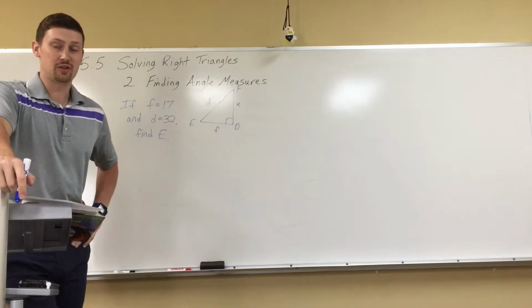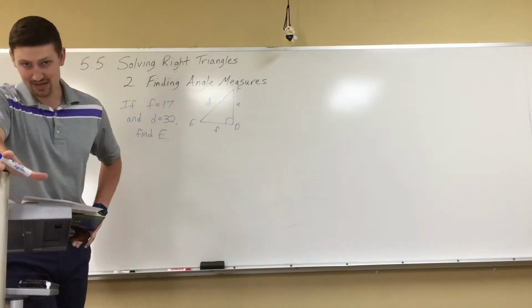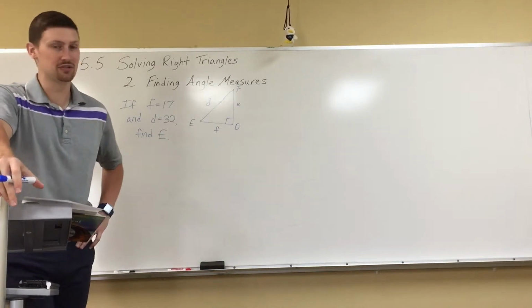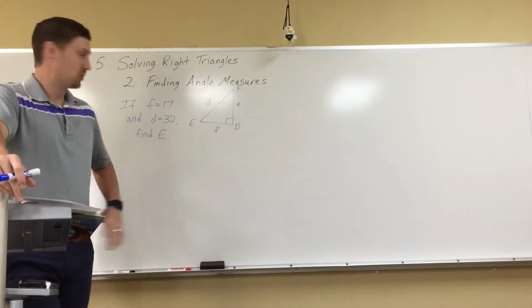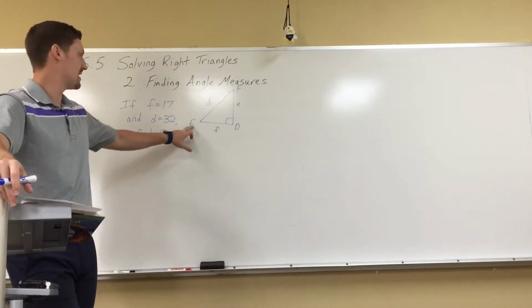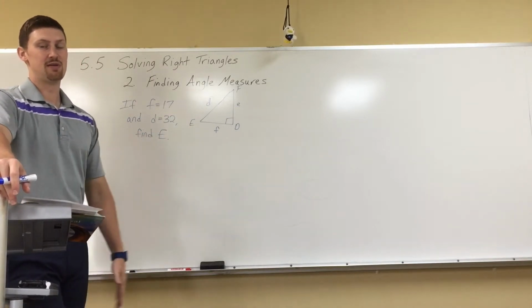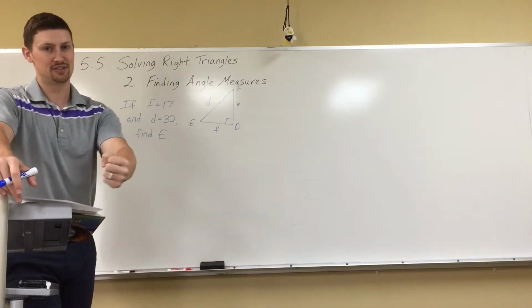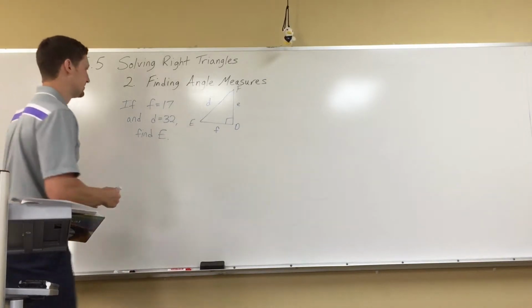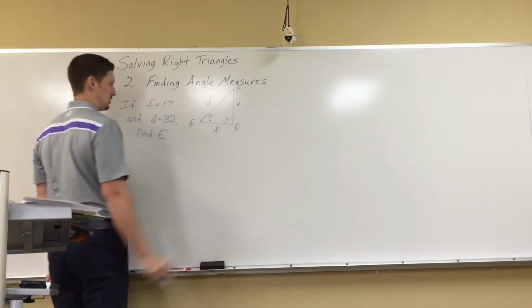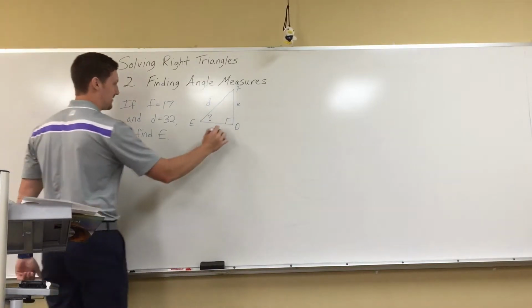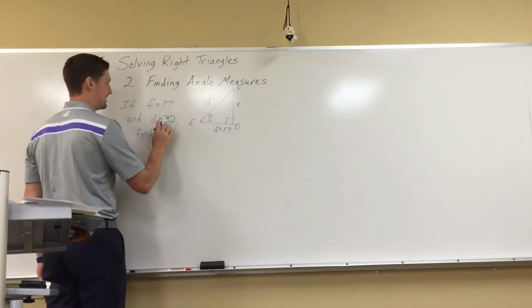Could we use a different method? Could we use the Pythagorean theorem? Maybe. Pythagorean theorem does work for right triangles. However, that only works for sides, and we're looking for, note the uppercase, an angle. So how would we find the angle E given two sides? We're looking for this guy, and we're given f is 17 and d is 32.